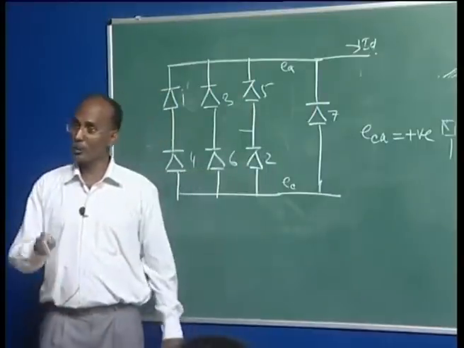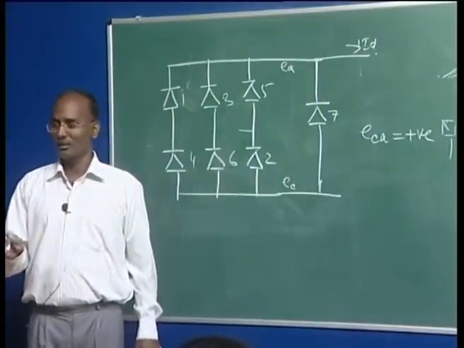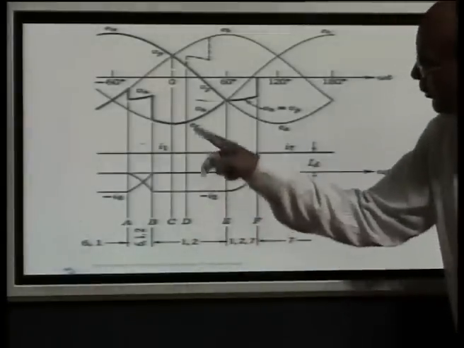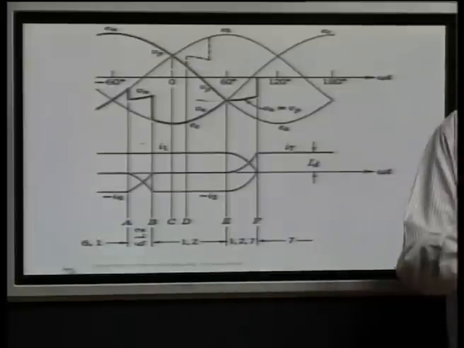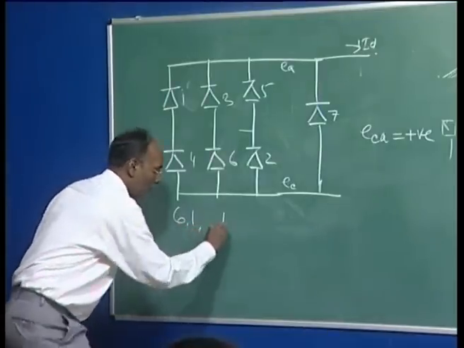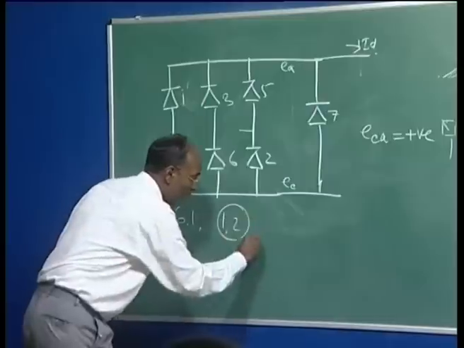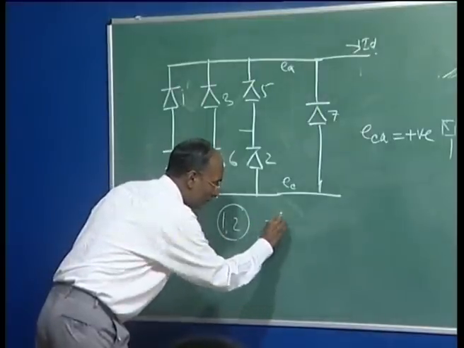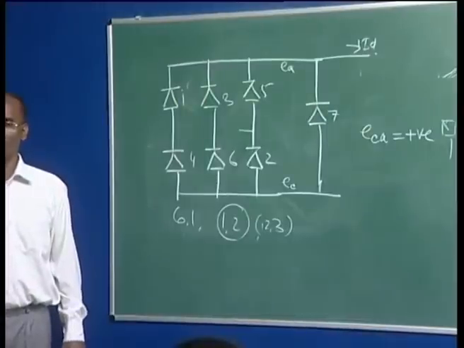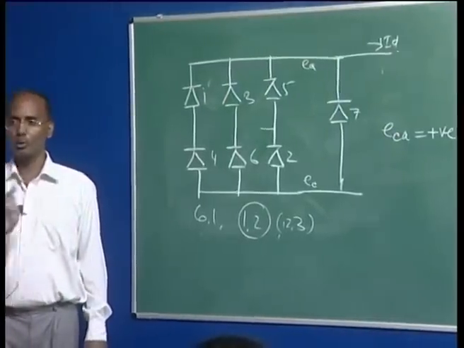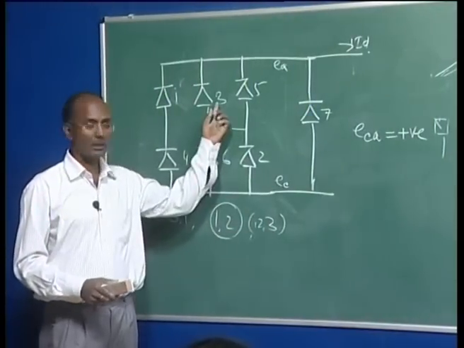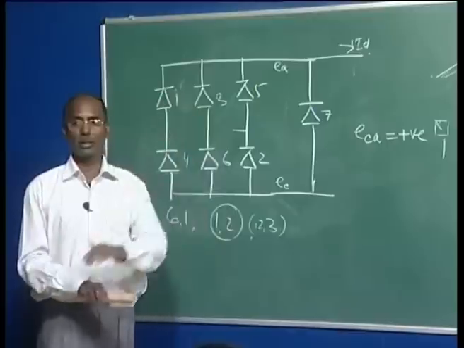So what do you have to do? You have to wait. Now you can see after this, this was the D point, the point where 3 was given a pulse. In our sequence, it was 6 1, then 1 2, now it is conducting, now 3 is going to come. So what we will do, we will block this pulse. We don't want this to conduct. If this is conducting, here again the voltage across this will be negative.